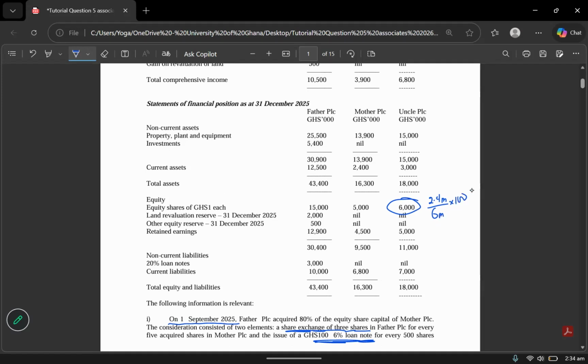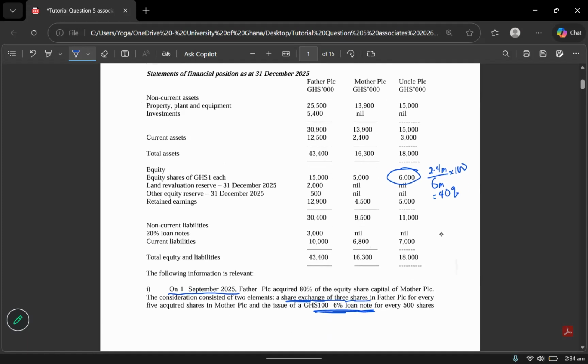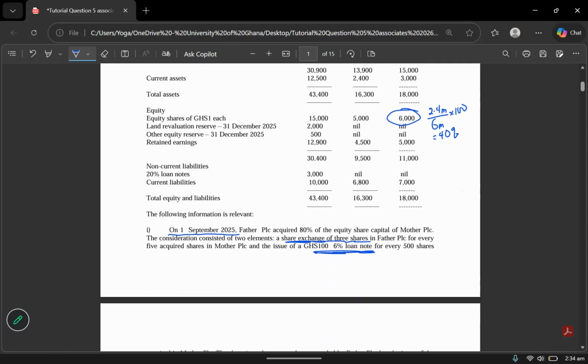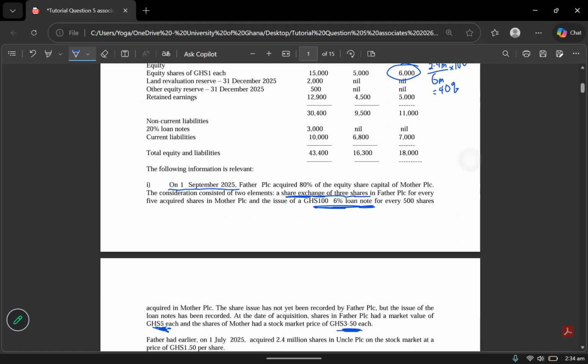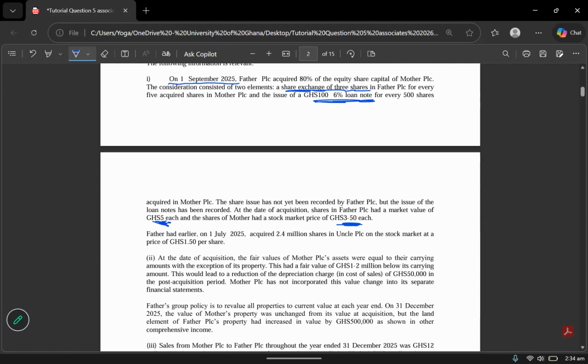2.4 divided by 6 times 100, you get 40%. Because the investment in Anchor PLC is less than 50% but greater than 20%, Anchor PLC becomes an associate.